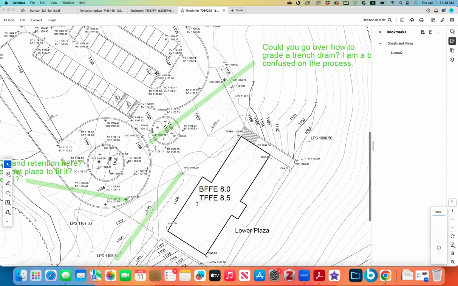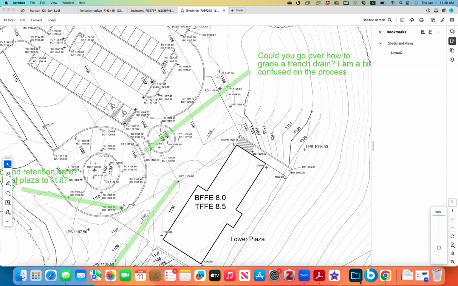And I'm also trying to figure out where your plaza ends. If this is your plaza line, then I would say your contours need a little bit of change. If this is your plaza line, these are too close together, right? These contours. If this is your plaza line, your plaza contour needs to be changed.